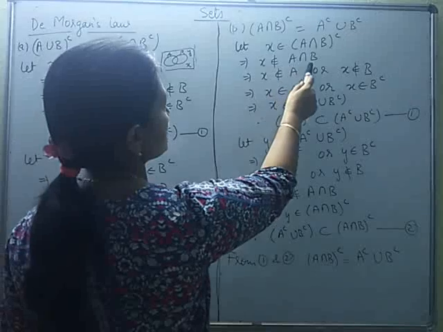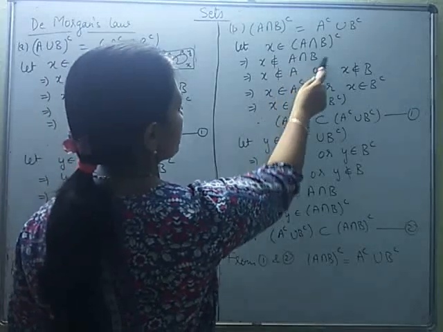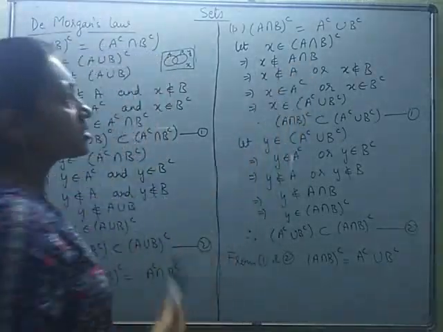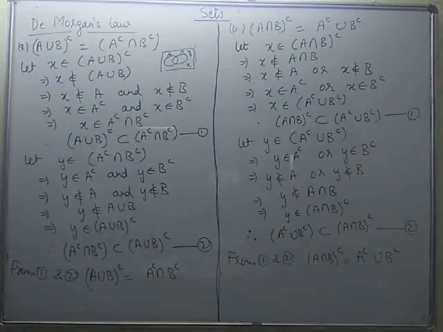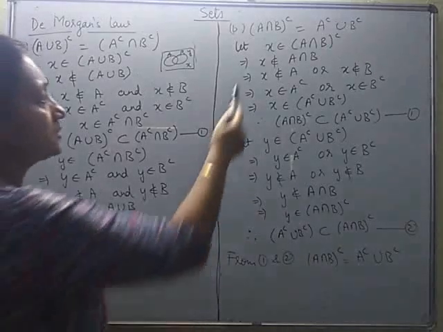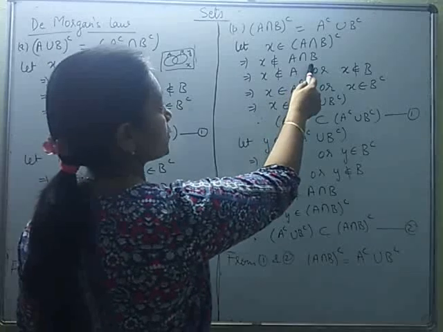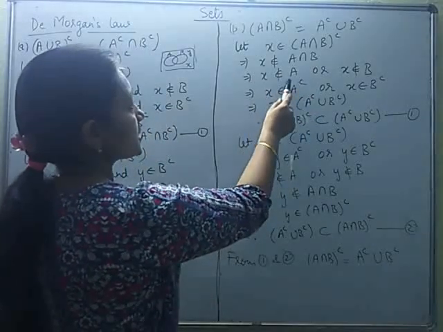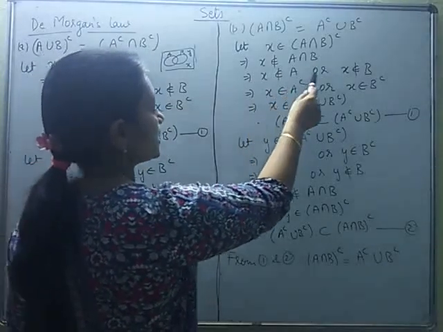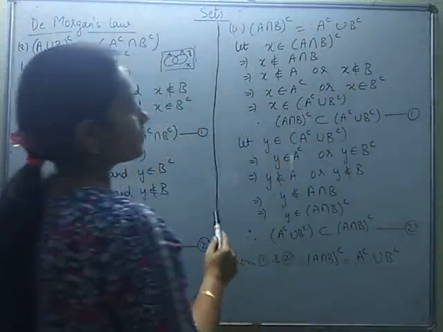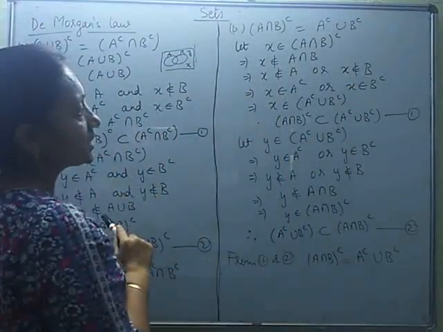That means X is not in A intersection B. If it is not in the intersection, which elements come in the intersection? X will come in the intersection if it is in A as well as in B. And if it is not coming in the intersection, that means what? It is missing from one of the sets or it is missing from both. So when I say X does not belong to A intersection B, that means it is not in A or it is not in B. That is why it is not in the intersection.